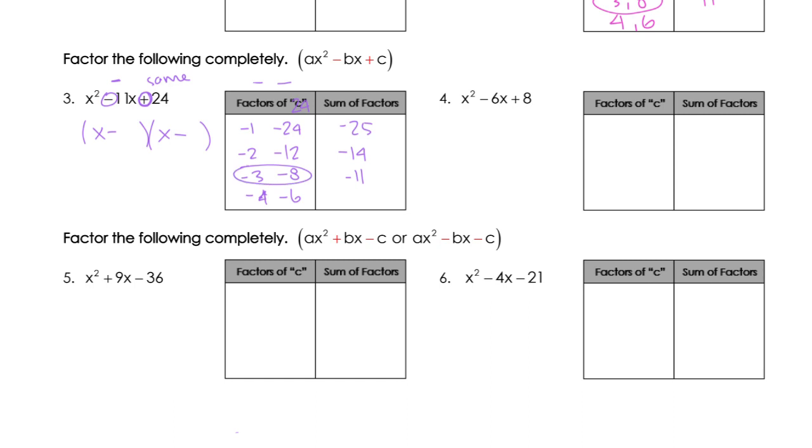Whoop, that's the one I want because that's my middle term that it needs to add up to. So then x minus 3 and x minus 8 would be our final answer on this one. And again, you can always check yourself by foiling it back out.